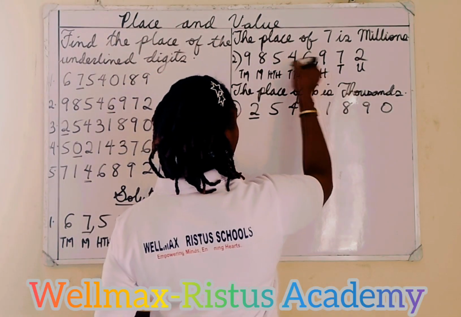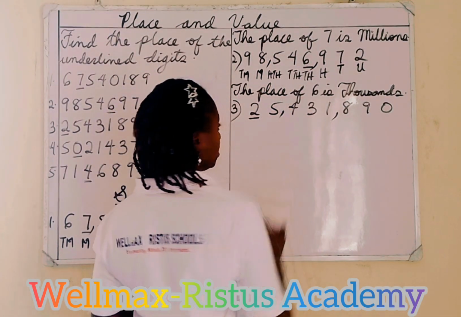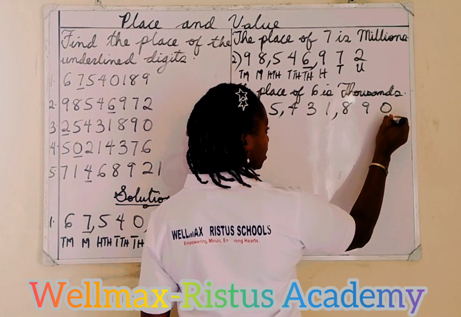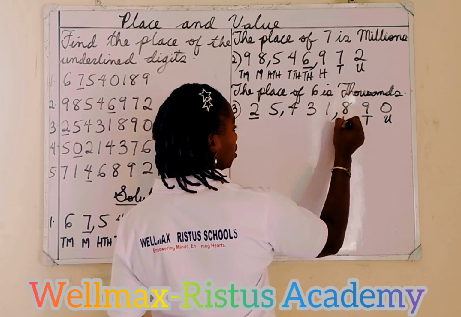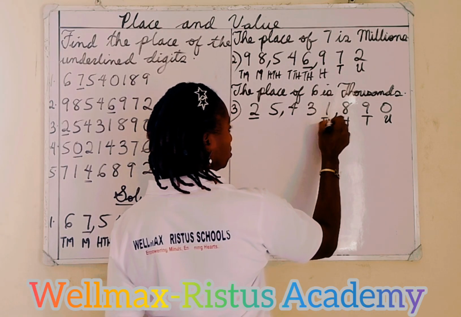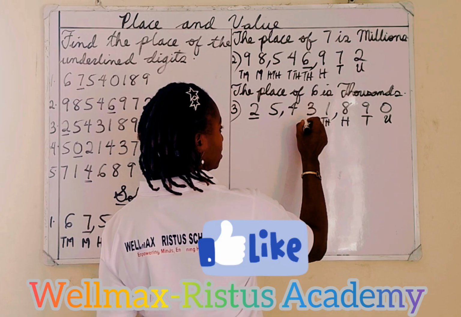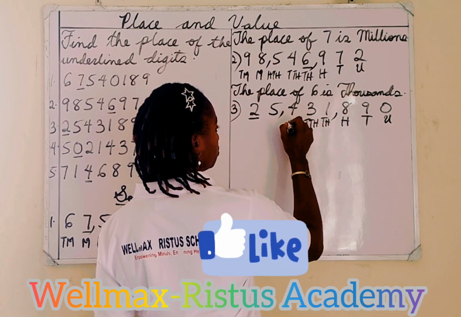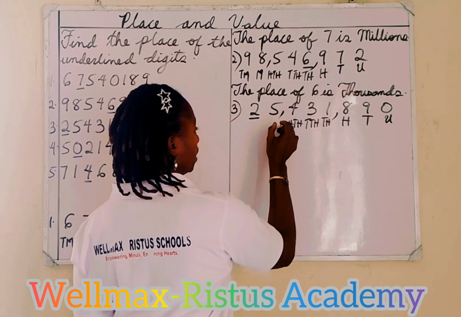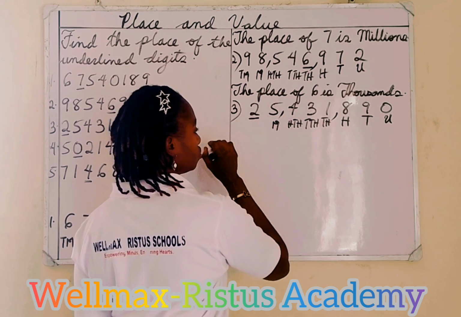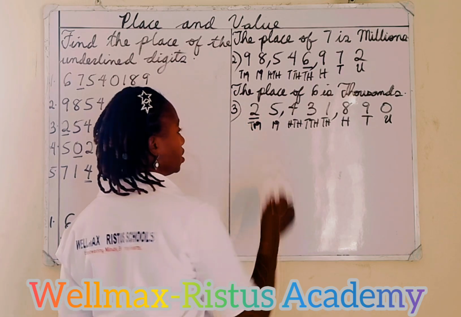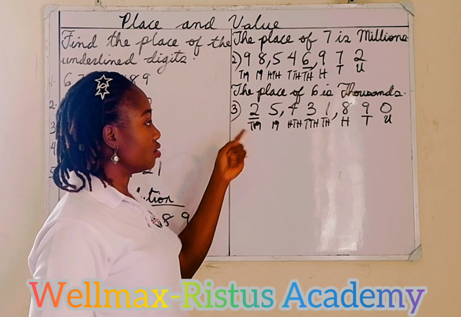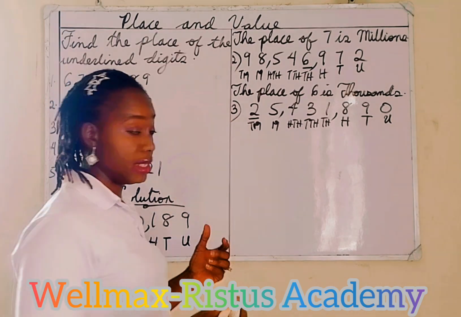So we can separate with commas first of all, right, to know the position of the numbers. So 0 is units, this is tens, 100, 1000, 10,000, 100,000, 5 million, and 2 is 10 million. So that's 20 million. Okay? So this means that the place of 2 here is 10 millions.